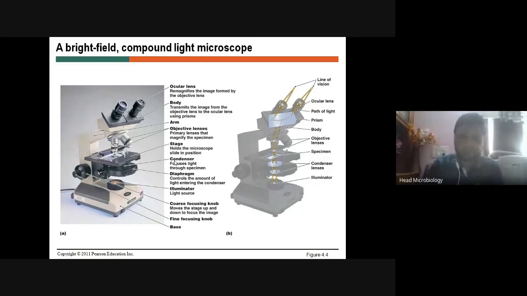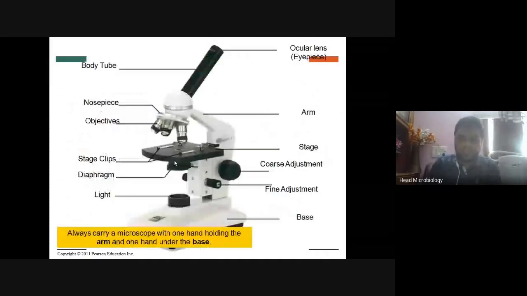Okay. Then, this stage is adjustable. It can be pushed down or it can be brought up. For this adjustment, you have the coarse adjustment and the fine adjustment. Coarse adjustment, as the term indicates, is rough. If you move it rapidly, the stage will move. And with the fine adjustment, a very gentle movement is done. Okay. And there is a diaphragm at the base of the stage.